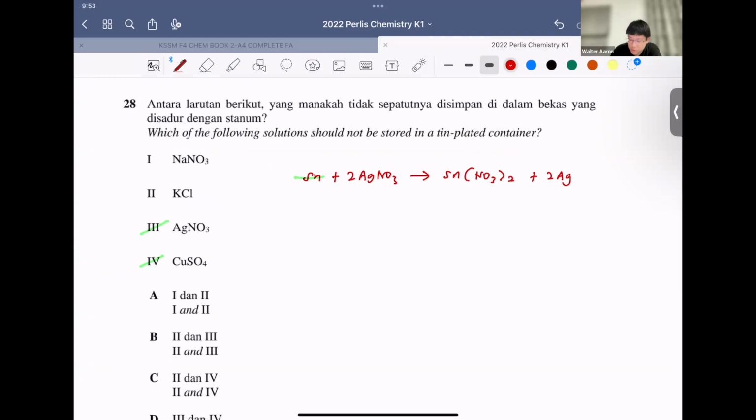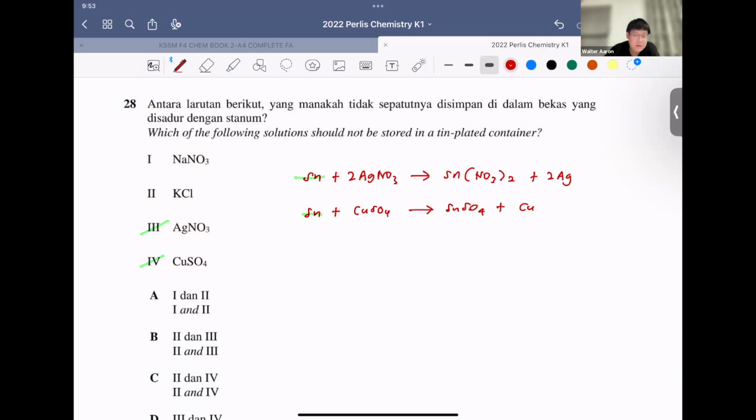And the same goes for copper 2 sulfate, because tin is also more reactive than copper. When you mix tin with copper 2 sulfate, the same thing happens. You will get tin sulfate and you will get pure copper. Once again, the tin will dissolve into the solution and copper metal will be formed.